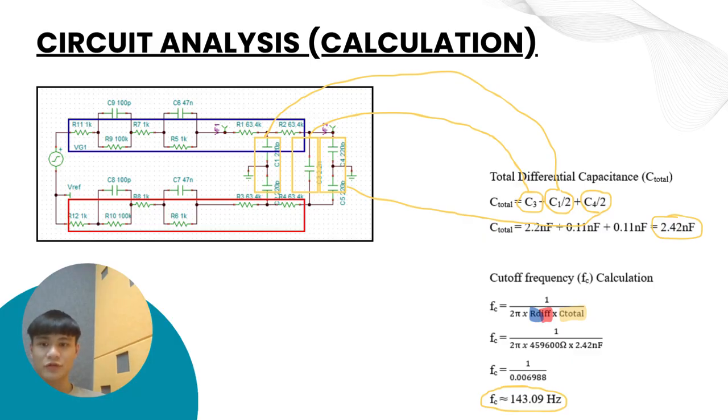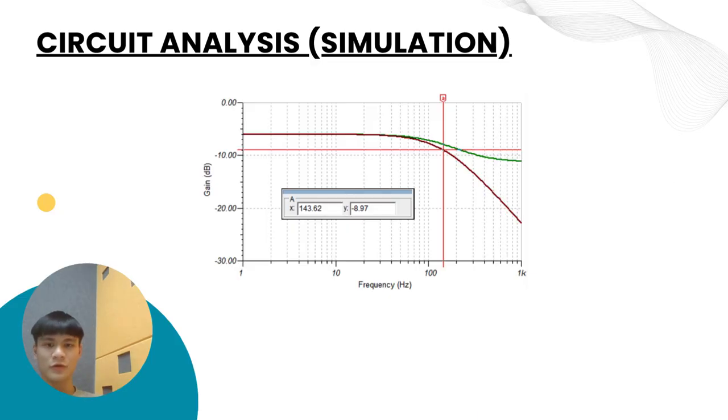Okay, using the total parameters that we obtained, we can now calculate the cutoff frequency for this circuit. Here's the formula provided, and by substituting the values that we obtained, we can finally get the cutoff frequency of 143.09 Hz. Looking at our breadboard simulation from Tinati, we have successfully verified this calculation.